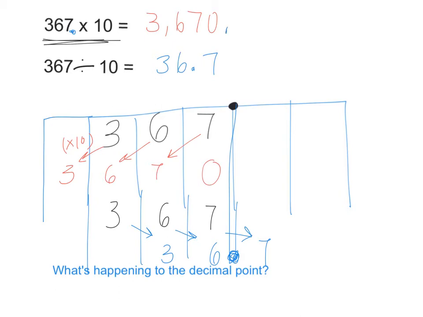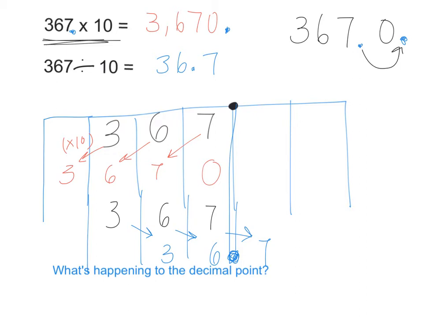After the 0. So if it went from 367, and the decimal point used to be here, but then now it's here, it moved one space over to the right, what happened to the decimal point? Did it shift? Yeah. It shifted where? One space to the right. We're not going to say back or front, we're going to say to the right.